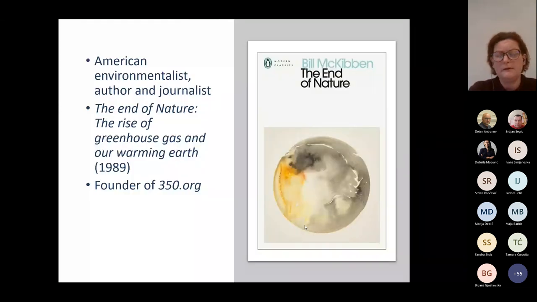In the late 90s, there was a famous American environmentalist, author, and journalist called William McKibben. His book, The Rise of Greenhouse Gas and Our Warming Earth, was an alarm that shook public opinion regarding the effect of global warming on people and on ecosystems.